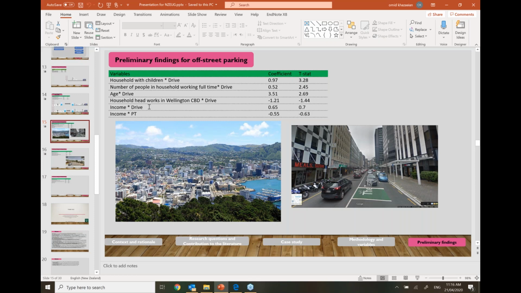Okay, that's interesting. And do you think some of these results could change the way councils allocate parking or price them?